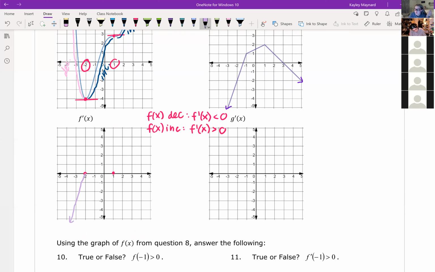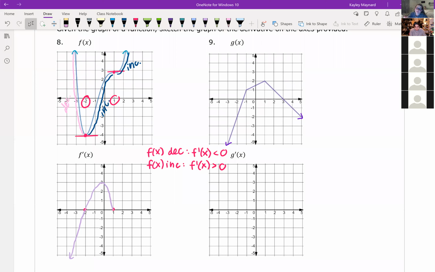Okay, well, after -2, my function is increasing all the way up until 1. So I know that my derivative has to be positive from -2 to 1, but I also know that it has to come back down. So let's say it looks something like this and it comes back down. Okay, well, after 1, my function continues to increase, which means the derivative is still positive. So it actually just comes up like this and just makes a little loop, or a little turnaround.